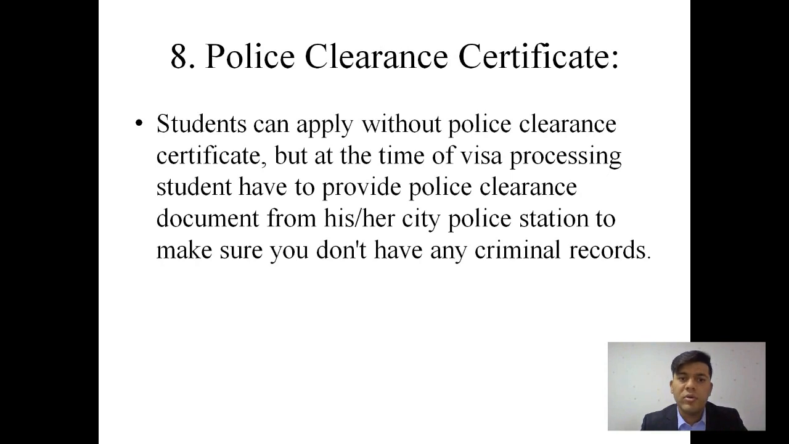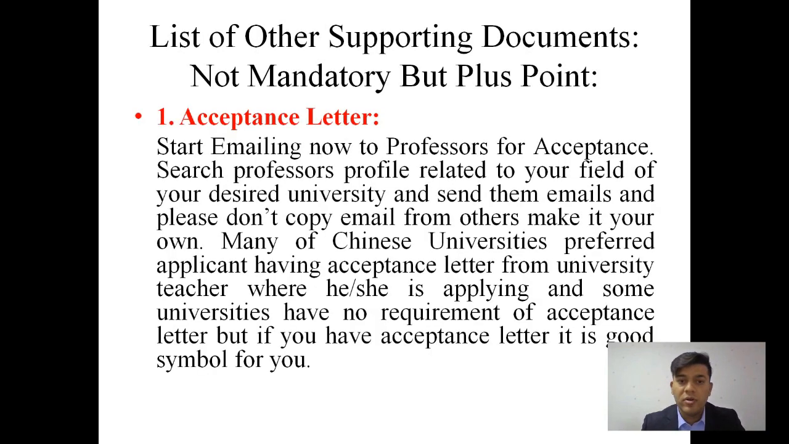So the eighth is the police clearance certificate. A student can apply without a police clearance certificate, but at the time of the visa processing, students have to provide the police clearance documents from his or her city police station to make sure you don't have any criminal record. So the list of the supporting documents, this one is the acceptance letter.